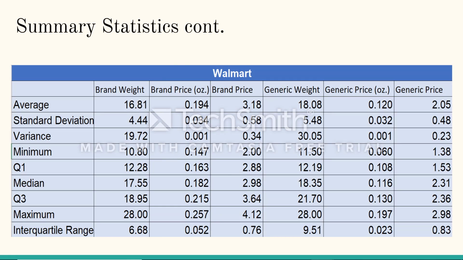For Walmart, the brand price per ounce average was 0.194 and the standard deviation was 0.034. For the generic price per ounce, the average was 0.120 and the standard deviation was 0.032.